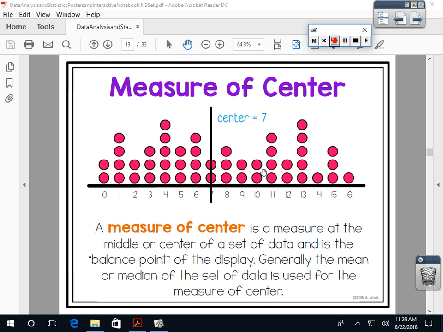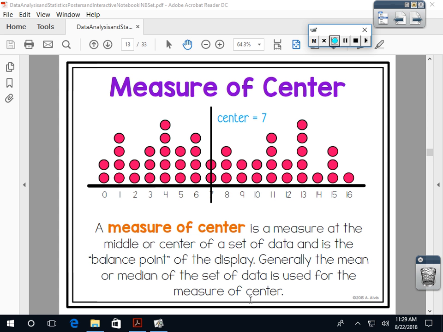The measure of center is a measure at the middle or center of a set of data, and it is the balance point of the display. Generally, the mean or median of the set of data is used for the measure of center. Remember when we first started talking about statistics, we talked about measures of central tendency? Okay, that's the same thing. Measure of center, measures of central tendency.